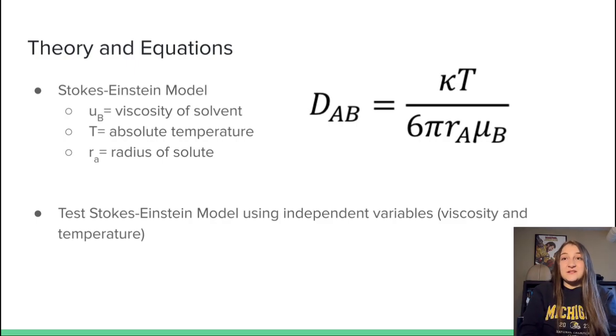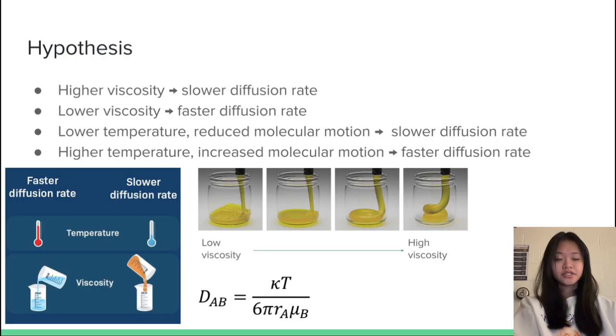To test this equation using a consistent solute, we can vary the independent variables, viscosity, the liquid's resistance to flow, and temperature, to see if the results match our hypothesis from the equation. So for our hypothesis, as viscosity increases, the fluid creates more drag on diffusing particles, restricting their Brownian motion and lowering the diffusion coefficient. So based on the Stokes-Einstein relationship, diffusivity is inversely proportional to viscosity. So thicker fluids should show the slowest dye spreading.